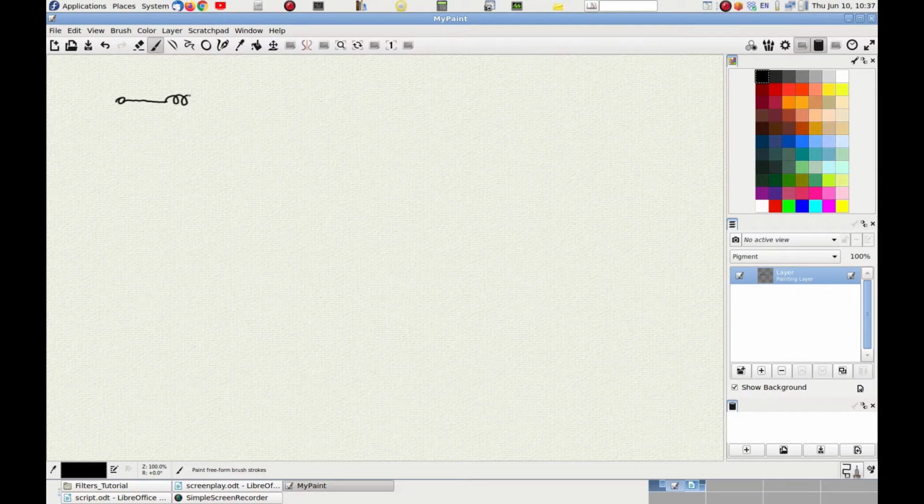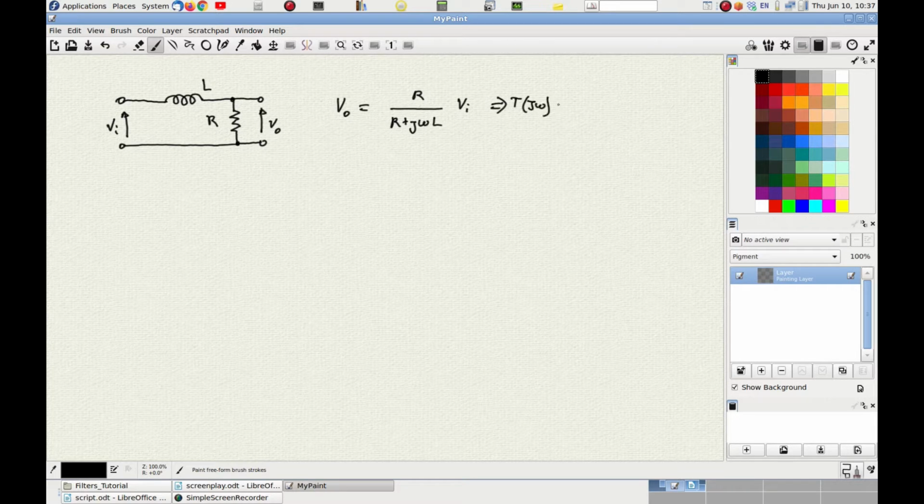The schematic of a first-order RL low-pass filter has the same shape as the RC one. But now the capacitor is replaced with a resistor, and the resistor is replaced by an inductor. If we consider the voltage divider made of L and R, we can say that the output voltage is a fraction of the input voltage that depends on the angular frequency of the input signal. The transfer function of this circuit, given by the ratio of the output voltage and the input voltage, is therefore the following, which we can write this other way by dividing both numerator and denominator by R.